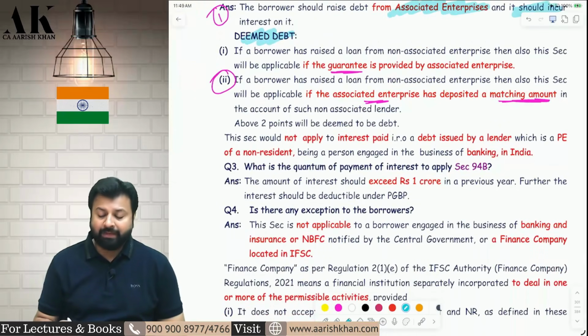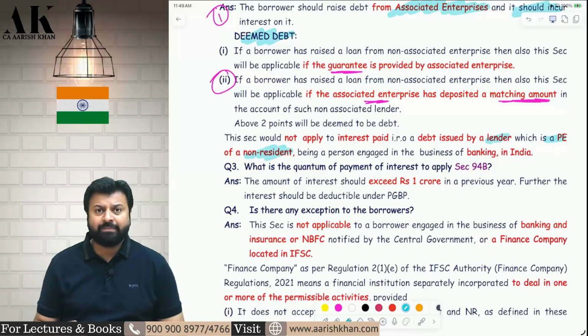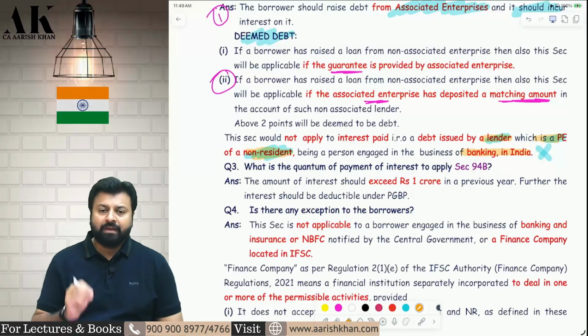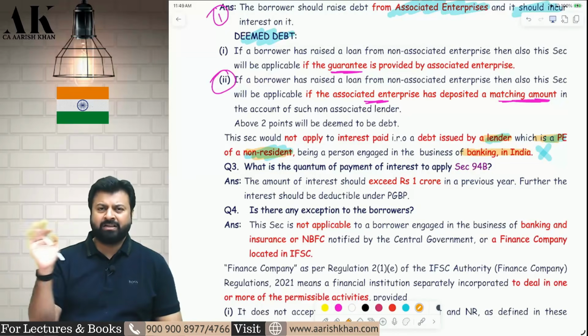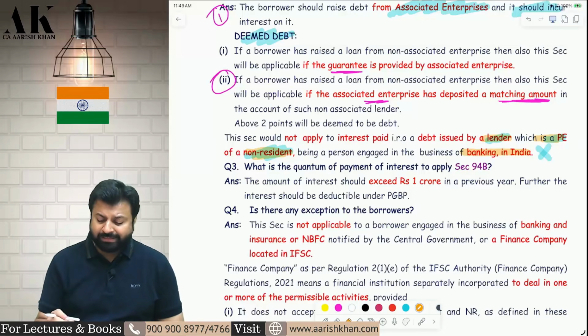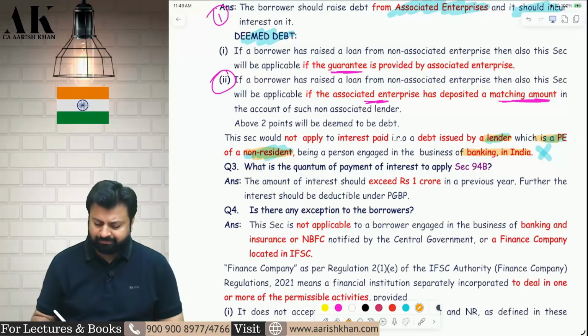In one case, it is not applicable. If the lender is Citibank India, then the provision will not apply. Sir, why are you using the word Citibank India? Because the wording over here is if the lender is a PE of a non-resident which is doing banking business in India. That's the reason I am saying Citibank India. If the lender is, say for example, Barclays India, Bank of America India, Bank of Germany India, Standard Chartered India, HSBC India, then this provision shall not apply. Because it is written, if the lender is a permanent establishment of a non-resident who is doing banking business in India, then this provision shall not apply. I hope it is clear.